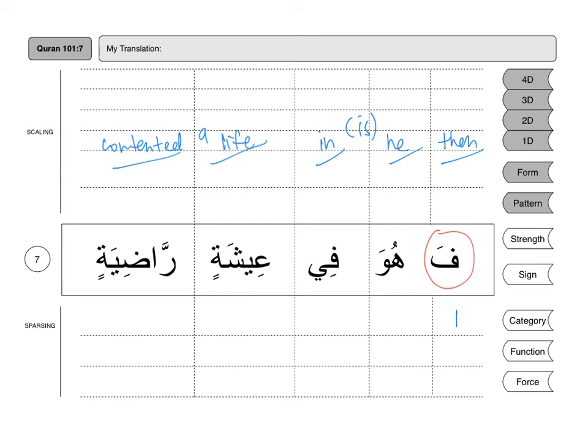Okay, so let's go to the category: particle, personal pronoun, particle, noun, noun. So fa would be particle of rizam. No, but it's called jawab shart. It's answer to condition. So it is answer to the conditional, as in answer to amma. Okay, you call it jawab shart in Arabic.